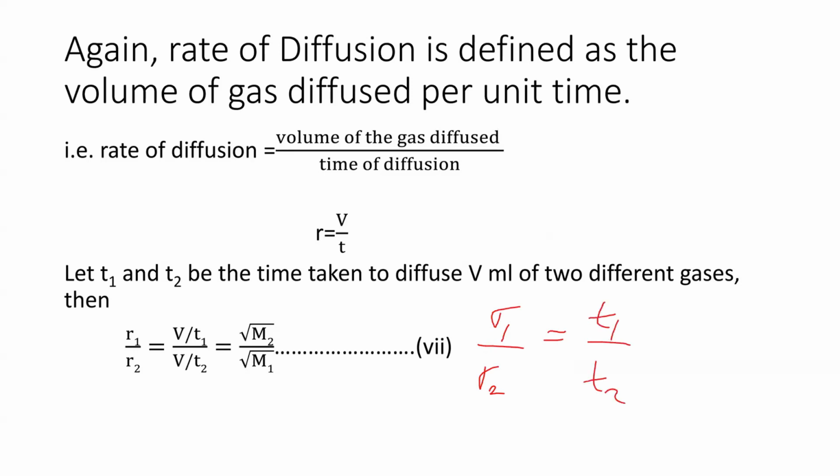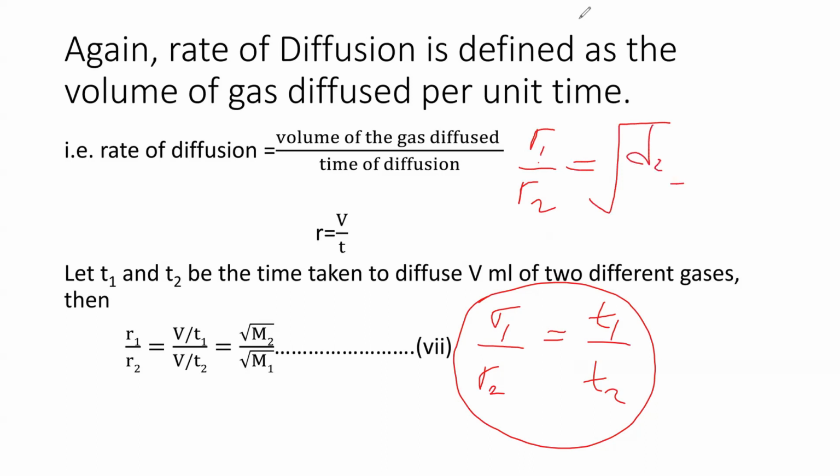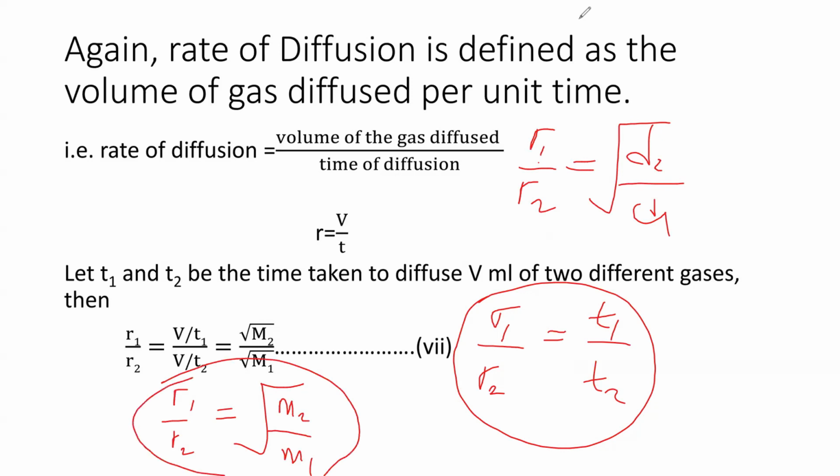Therefore, ladies and gentlemen, it is very important that you understand we have three formulas for calculating rate of diffusion. This is one, and we have another one which says R1 all over R2 is equal to the square root of d2 all over the square root of d1. And the last one says R1 all over R2 is equal to the square root of M2 all over M1. These are the three formulas that we are going to use for calculating rate of diffusion. Okay?